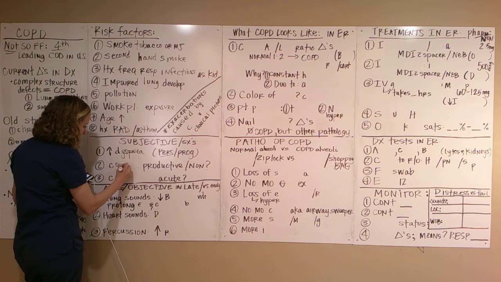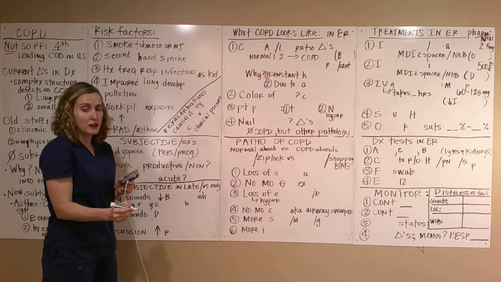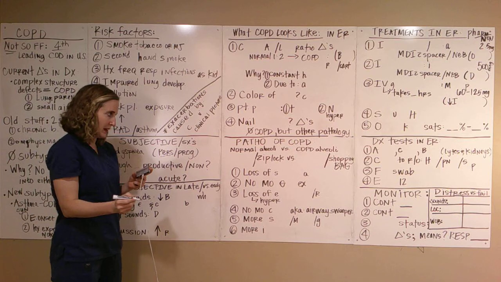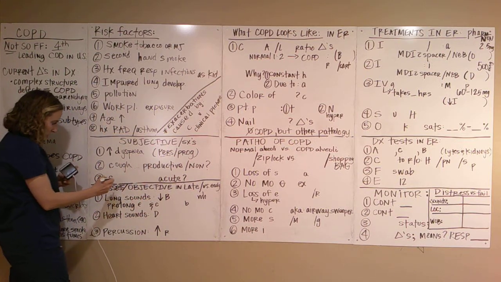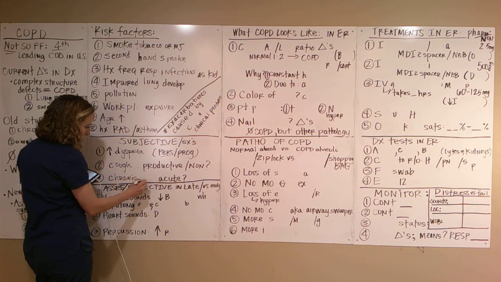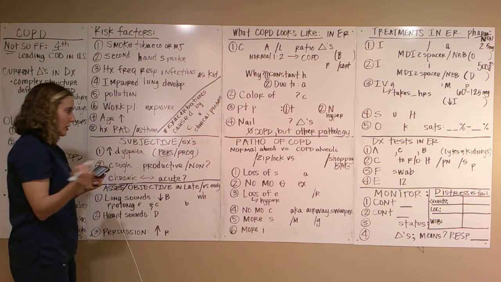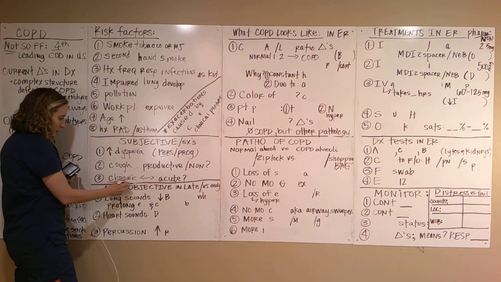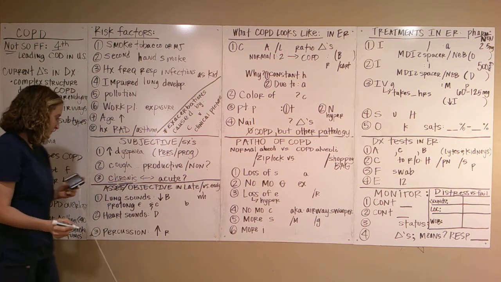And then cough. It's usually a productive cough, right? They're always coughing up something. It can be dry, however. So then we're going to talk about, is it chronic or acute? Which one is it? Obviously it's chronic obstructive pulmonary disease, so the definition is right there. So it does tend to be chronic, right?